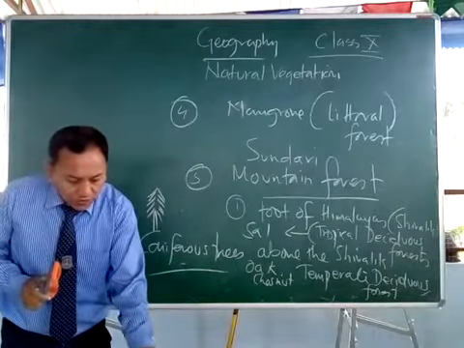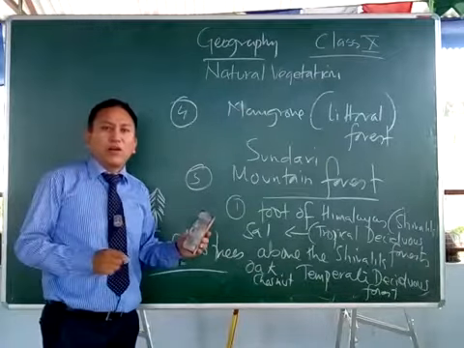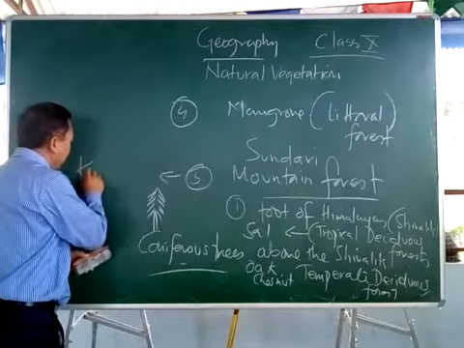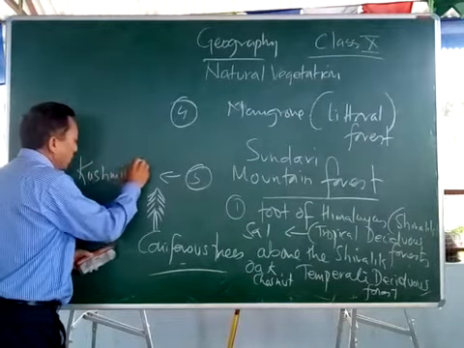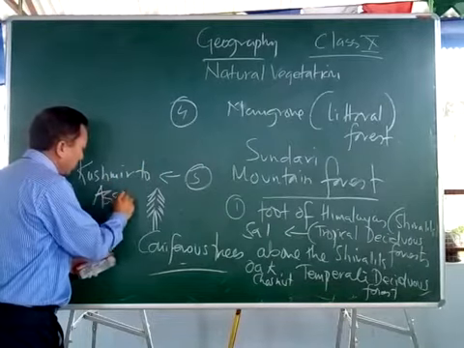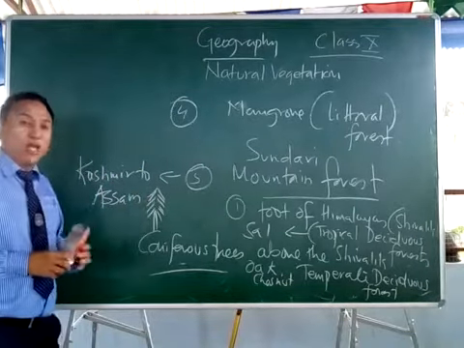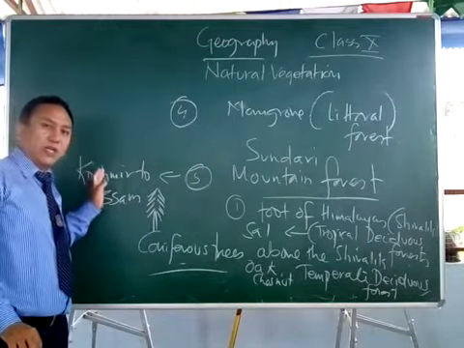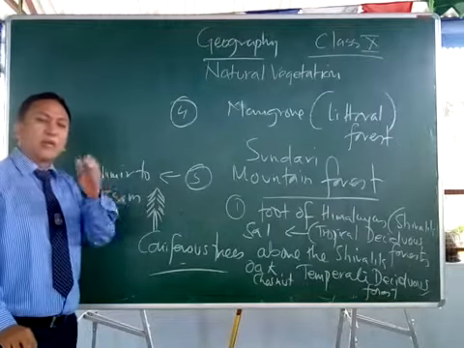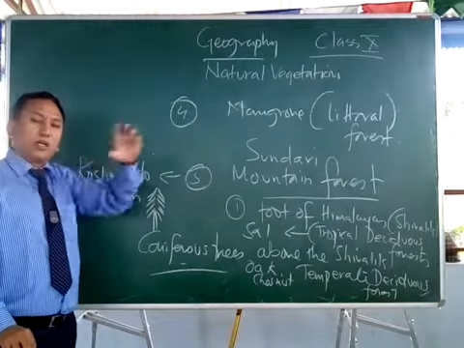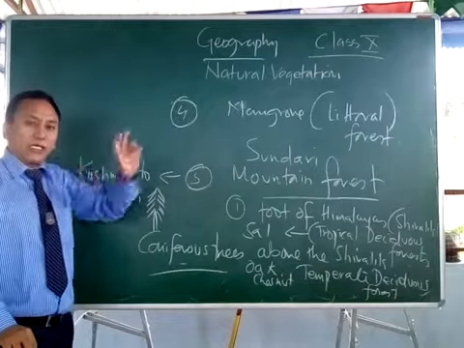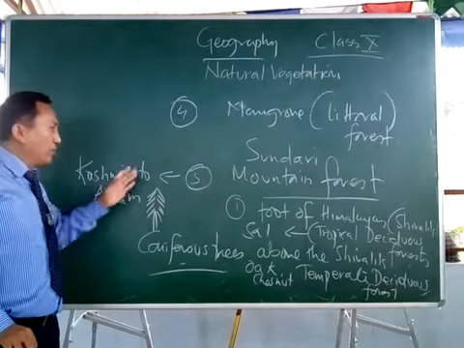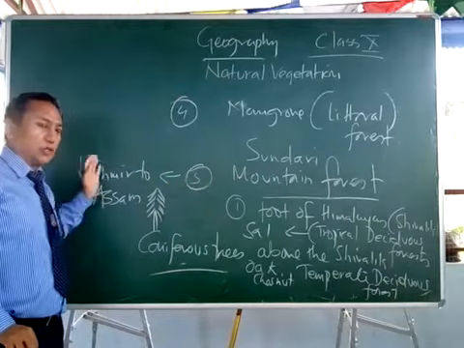Okay, some of the important trees. Where is this mountainous region found? It extends from Kashmir to Assam, from the western region to the eastern region. The northern side, the Himalayan range, is where we are talking about. There we have the mountain forest. It extends from Kashmir to Assam.